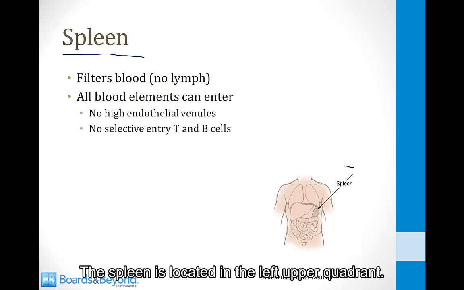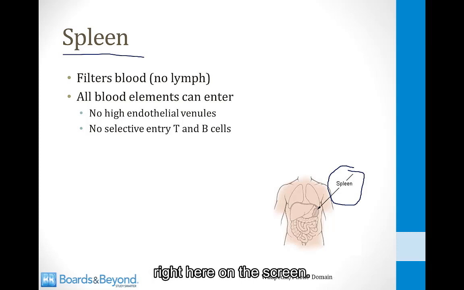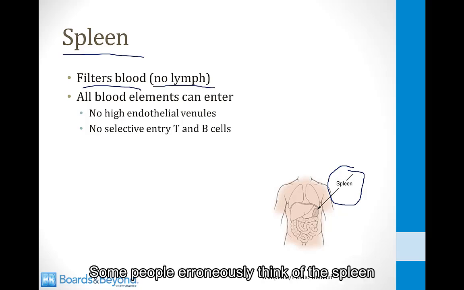The spleen is located in the left upper quadrant. This is a picture of where you can find it in the body right here on the screen. And the job of the spleen is to filter the blood. It has nothing to do with lymph. Some people erroneously think of the spleen as a large lymph node, but that's not the case. It's a different organ with a different structure.